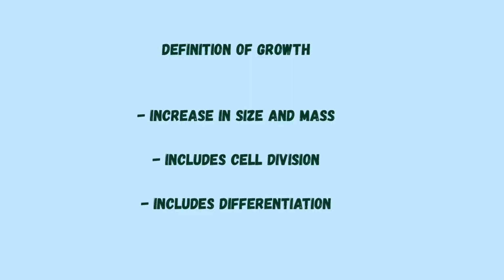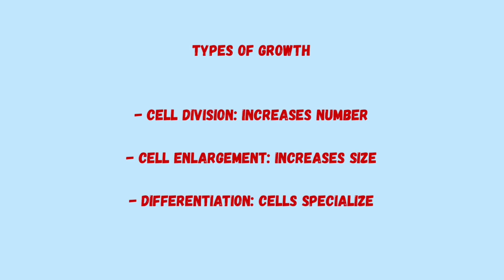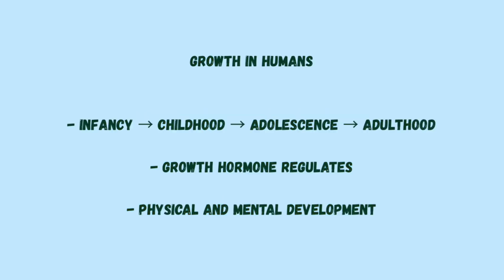Now we will see the definition of growth. What is growth? Increase in size and mass, which includes cell division and differentiation. Types of growth. How many types of growth happen? Cell division, which increases number. Cell enlargement, which increases size. And differentiation, where cells specialize.